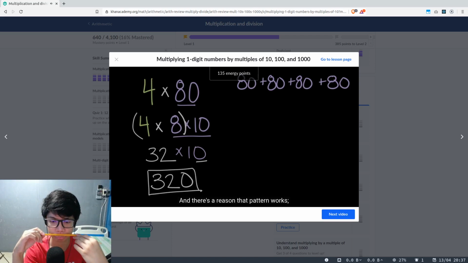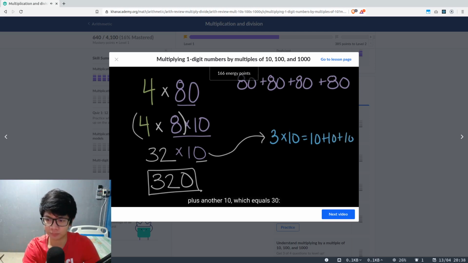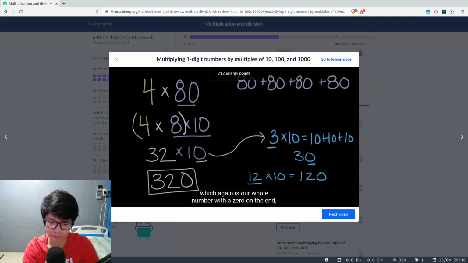And there's a reason that pattern works. We went into it in another video, but here just real quickly. 32 times 10 is 32 tens. And we can do a few examples. If we had, say, 3 times 10, that would be 3 tens, or a 10 plus another 10 plus another 10, which equals 30, our whole number with a 0 on the end. If we had something like 12 times 10, well, that would be 12 tens. And if we listed out 10 12 times and counted them up, it would add up to 120, which again is our 12 with a 0 on the end. So we can use that pattern here to see that 32 times 10 is 32 with a 0 on the end.